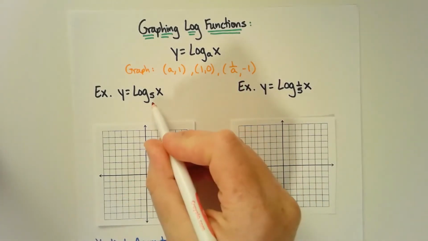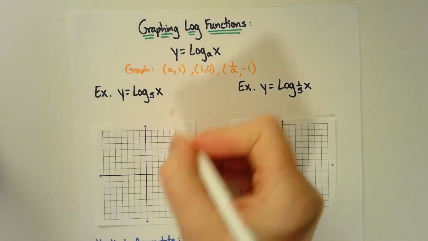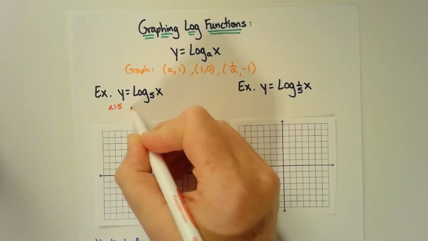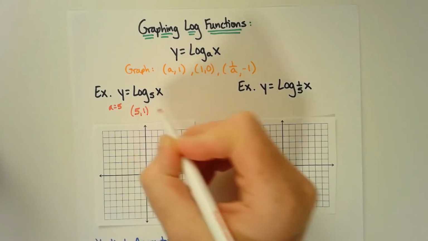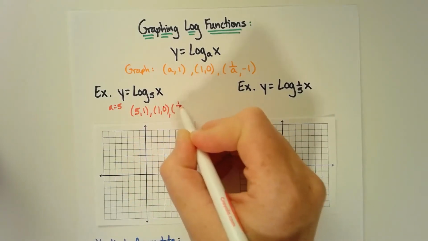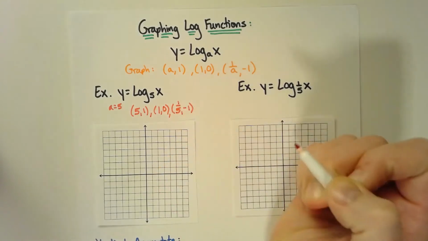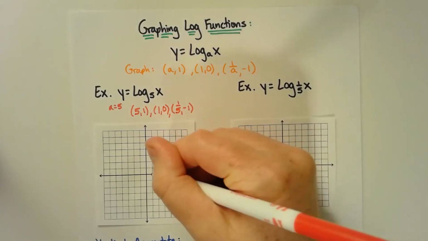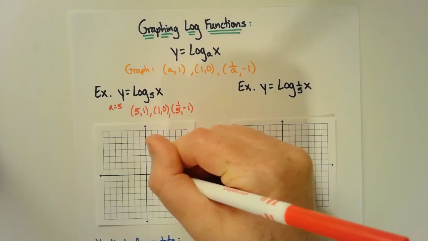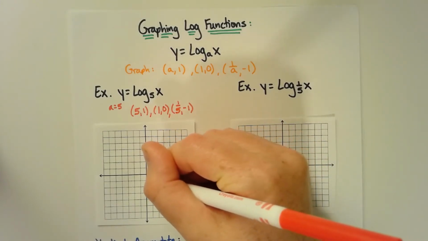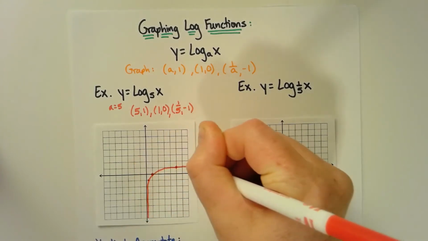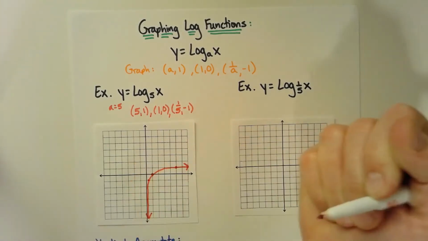So for my first example, I have a base of 5. So notice 5 is my a, so I'll just put a equals 5. So I'm going to graph (5, 1), (1, 0), and (1/5, -1). So I'm going to go to (5, 1) and put a point, (1, 0), and then (1/5, -1). And then I draw my log function just like that.